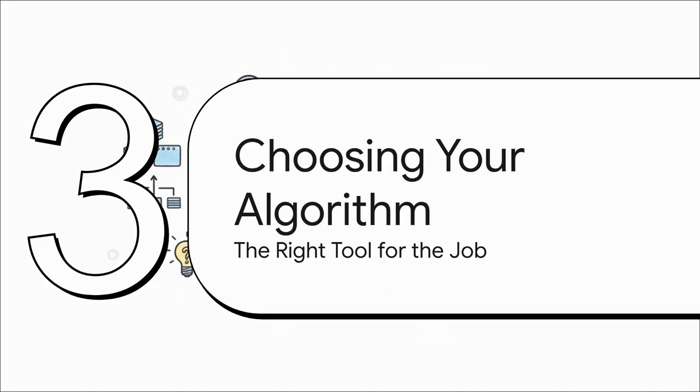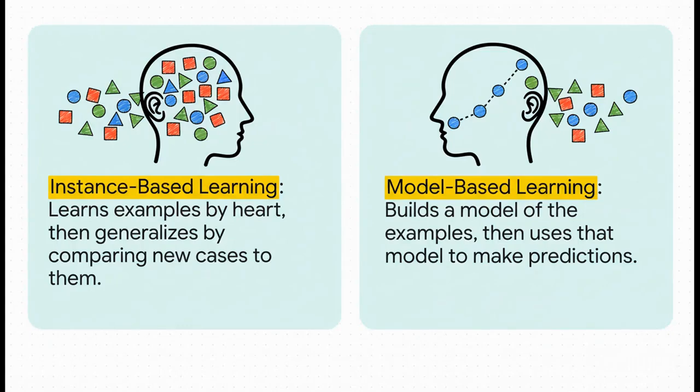Okay, so now that we've played detective and we understand our data a little better, it's time to pick our tool. We need to choose an algorithm, which is really just a fancy word for the method our machine is going to use to actually learn from all those numbers. Now, at a super high level, you've basically got two main ways to go. On the left, there's instance-based learning. Think of this like a student who just memorizes every single flashcard. When you ask a new question, they just flip through their brain to find the most similar card they've seen before.